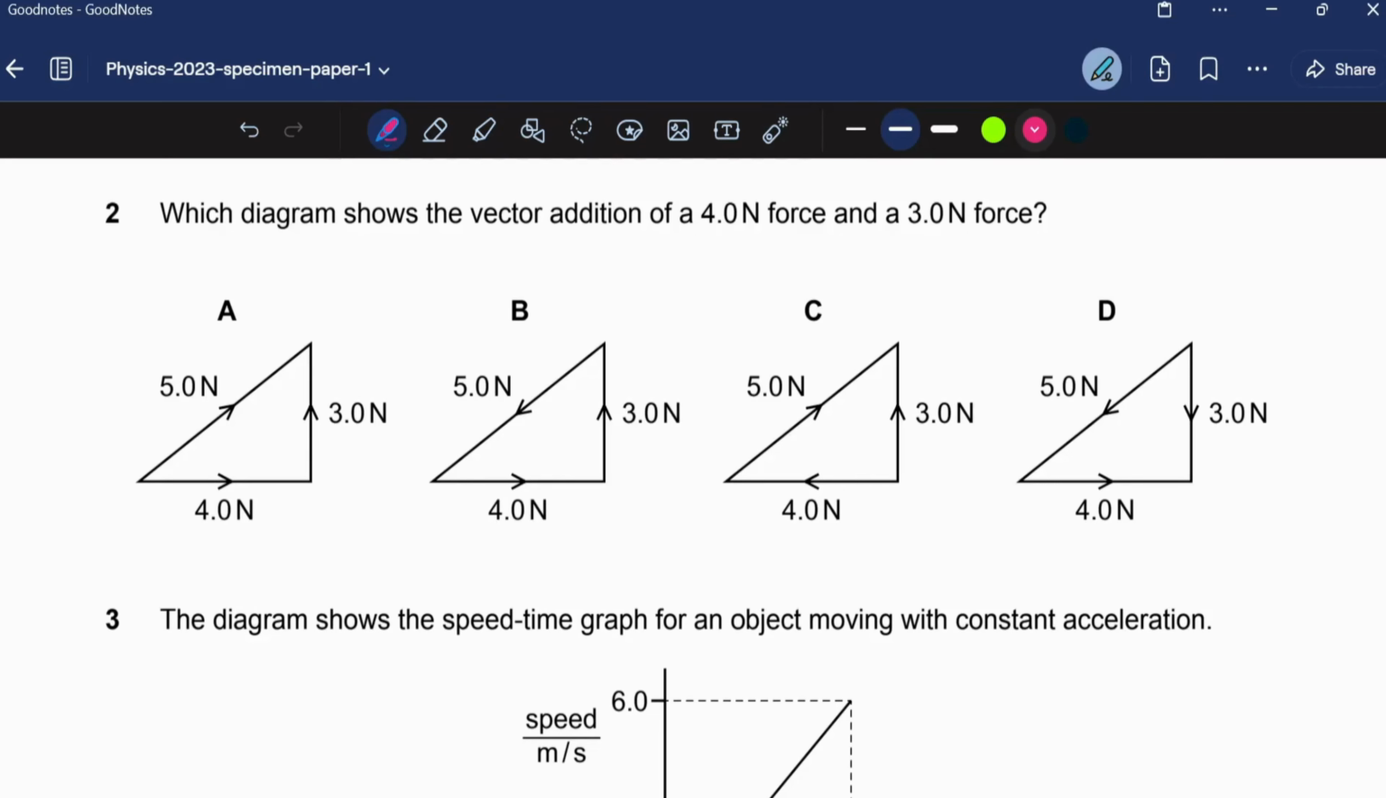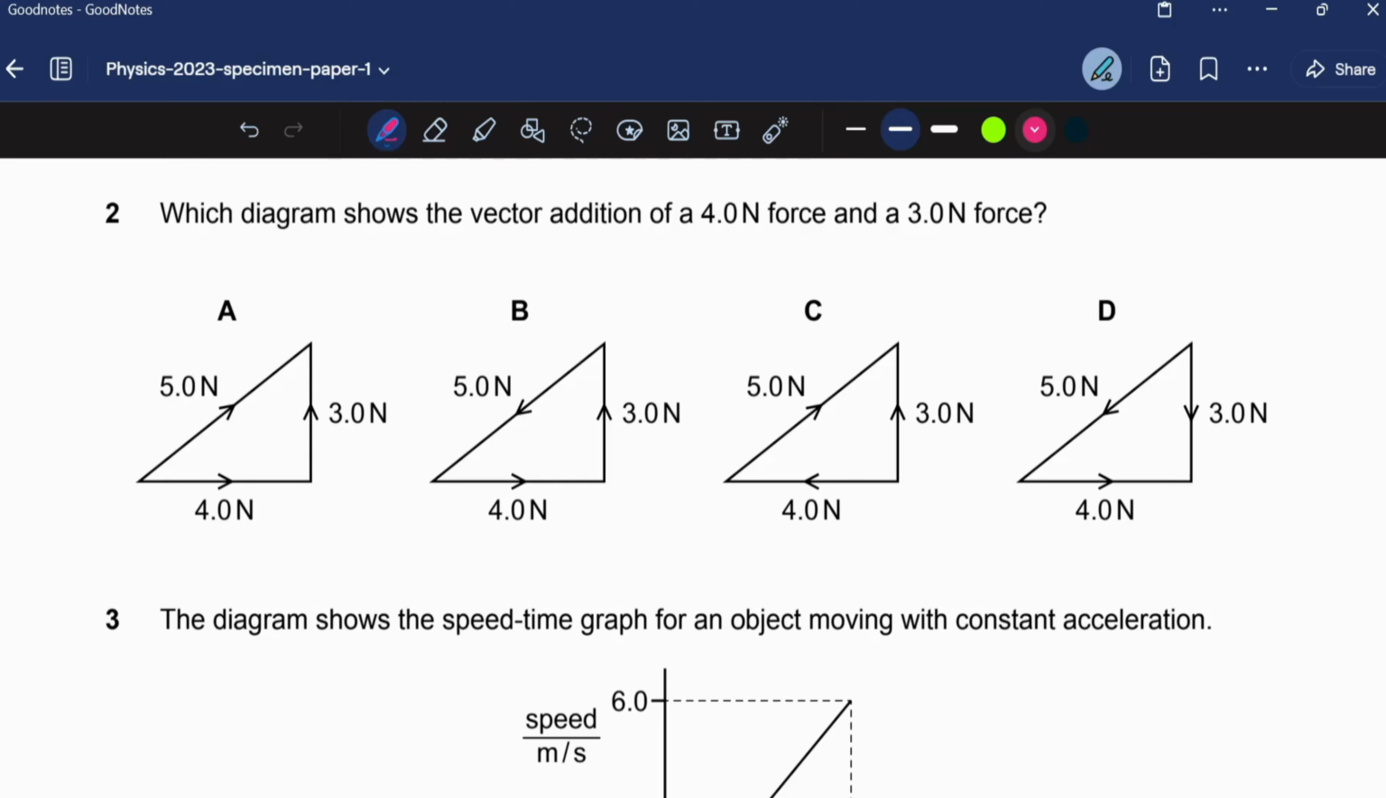Which diagram shows the vector addition of a 4.0 Newton force and a 3.0 Newton force? Okay, in this question, we have to figure out which diagram is vectorially correct, which is actually showing the addition of two vectors. Now let's first understand how two vectors are added vectorially.